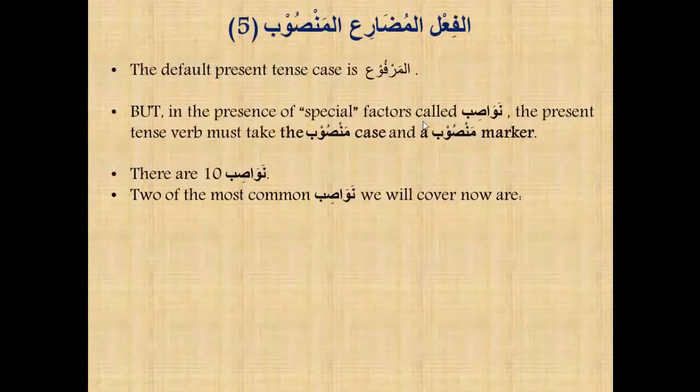Now let's move on to mansub. Al-fi'l al-mudari' al-mansub. In the presence of special factors called nawasib, the present tense case that we must use is the mansub case. We don't have a choice. In the presence of a nawasib, we have to use the mansub case, which means the verb must take a mansub marker. There are a total of 10 nawasib, 10 of these special factors that require us to use the mansub. And in this lesson right now, we'll be covering two of the most common ones.